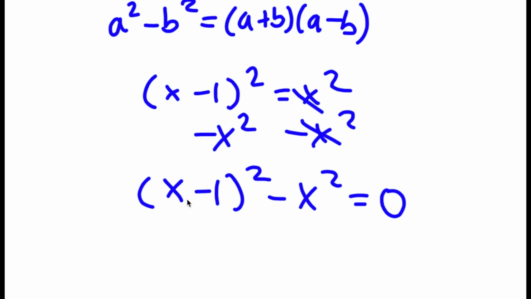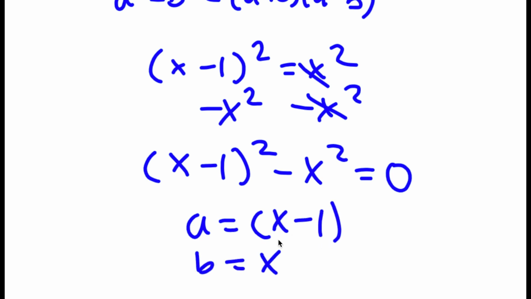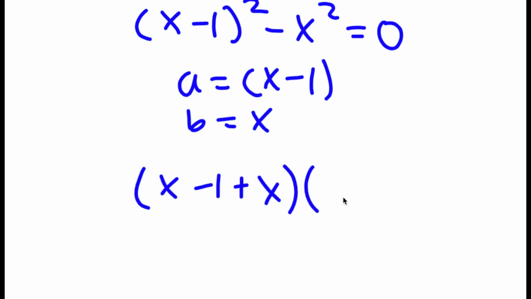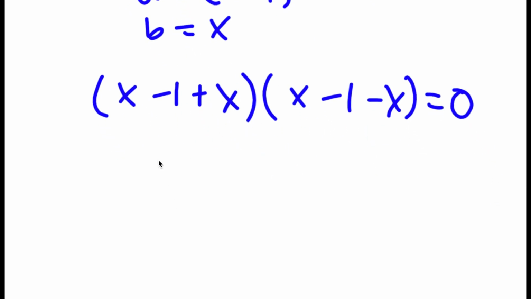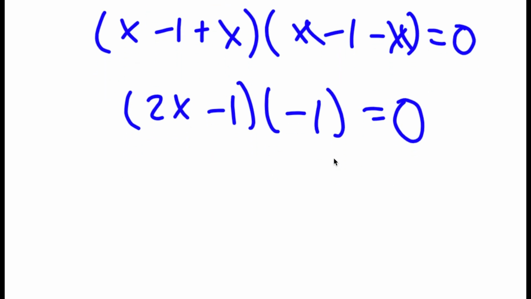And now notice how this is in the form a squared minus b squared. a is x minus 1 and b is x. So now I have x minus 1 plus x times x minus 1 minus x is equal to 0. So x minus 1 plus x, that's the same thing as 2x minus 1, times x and negative x, these two cancel out, so negative 1 is equal to 0.